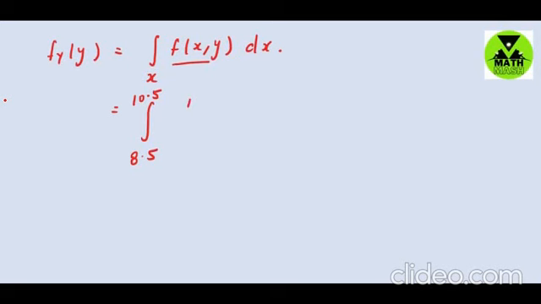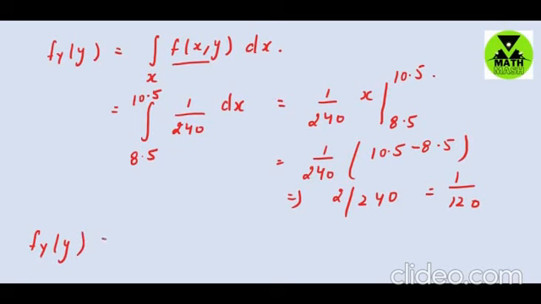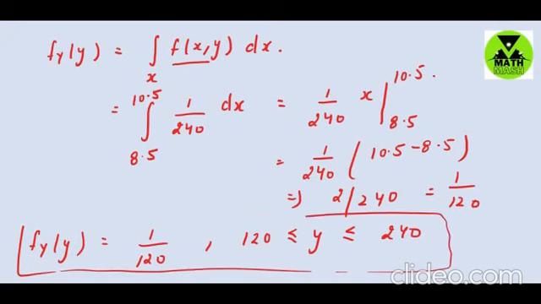The joint function is 1 by 240, integrate with respect to x. So this comes out to be 1 by 240 x, with limits from 8.5 to 10.5. So substitute x equals 10.5 and then 8.5. So this is 1 by 240 times (10.5 minus 8.5). So this is 2 by 240, and the final is 1 by 120. So the marginal density of y, that is fy at y, is 1 by 120 whenever y is between 120 less than or equal to y less than or equal to 240. So this is the marginal density for y.